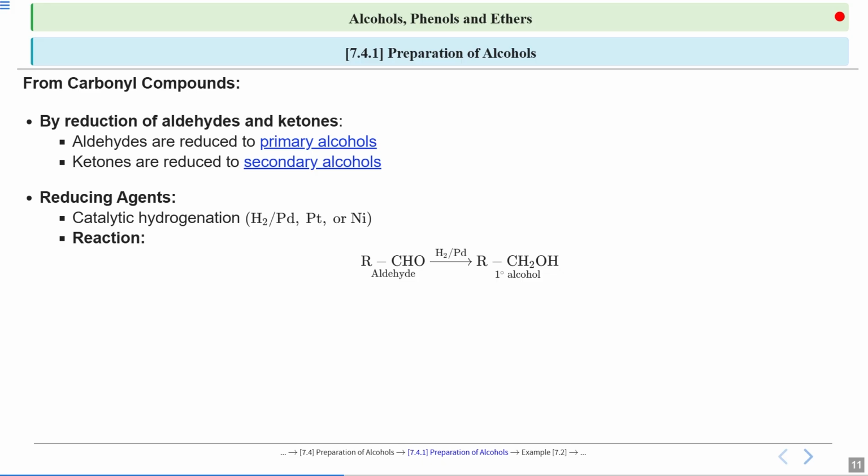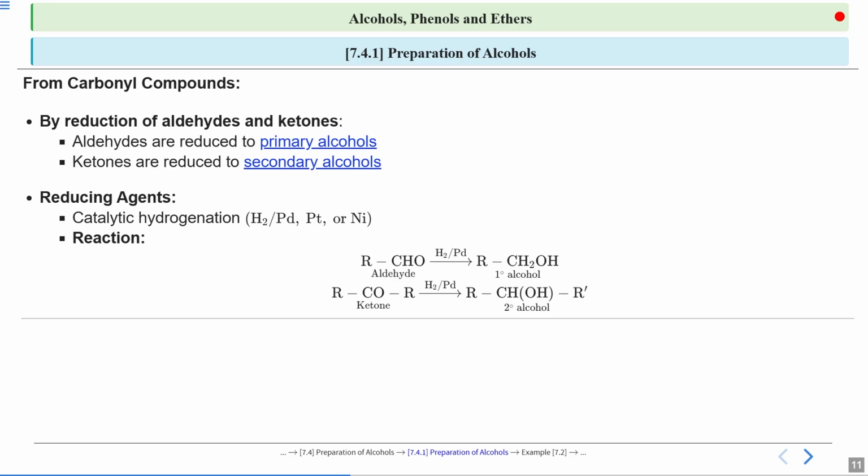We do the catalytic hydrogenation of aldehyde with the hydrogen in presence of palladium metal, and you will get a primary alcohol after the removal of C double bond O, and you will get RCH2OH. Okay, so from the aldehydes you will get a primary alcohol RCH2OH. The C double bond O will break and you will get a primary alcohol from the aldehyde.